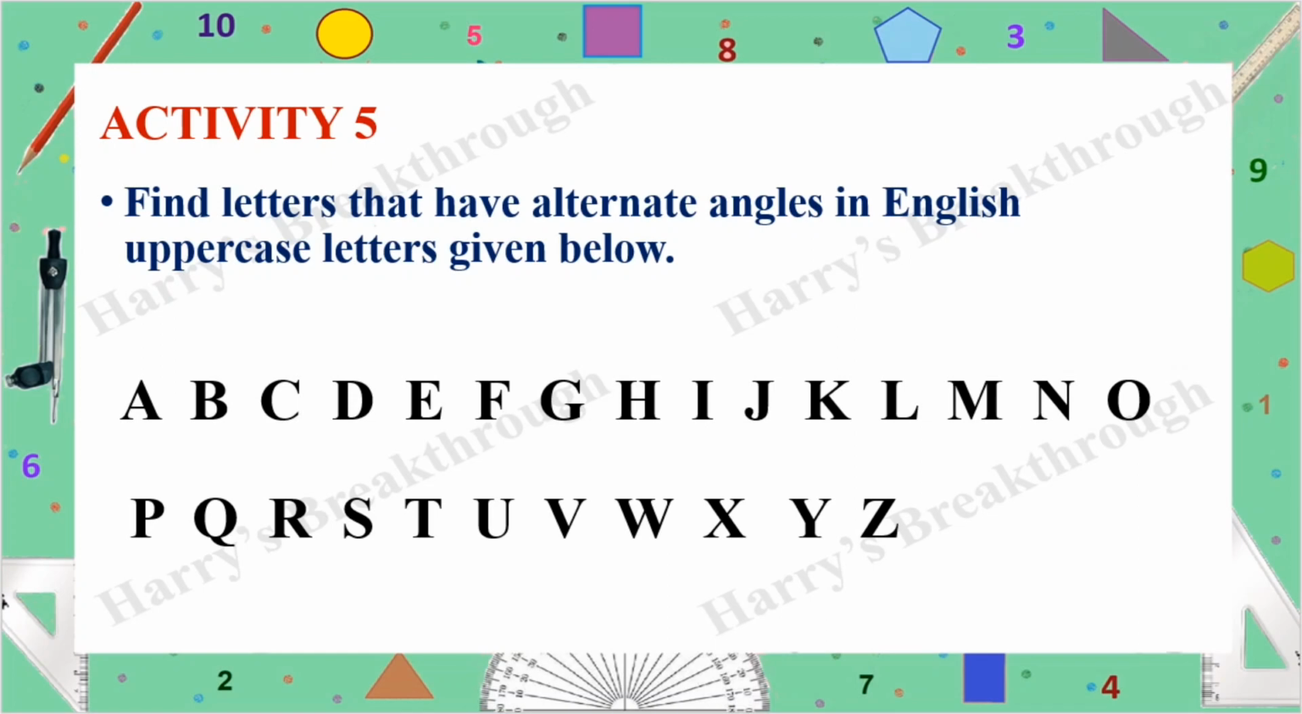Next is alternate angles. When two parallel lines are cut by a third line, the angles formed at reverse positions are called alternate angles. And we got 4 pairs of alternate angles. And we also studied that each pair of corresponding angles and each pair of alternate angles are equal. And we found alternate angles in some English uppercase alphabets. So you have 5 activities. Do these activities yourself.